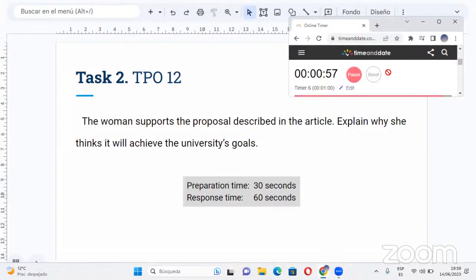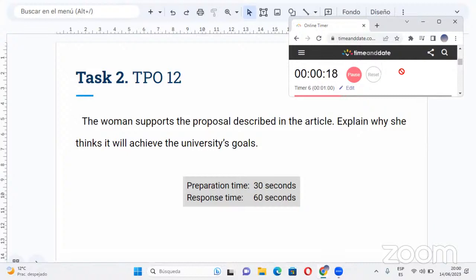The student in the conversation supports the idea of making major changes to the college radio station. First of all, she thinks that the expansion of the station will be good for the students since they could learn or, sorry, I blocked.